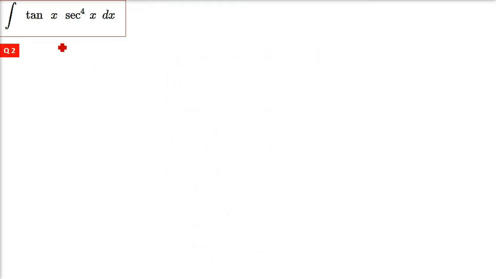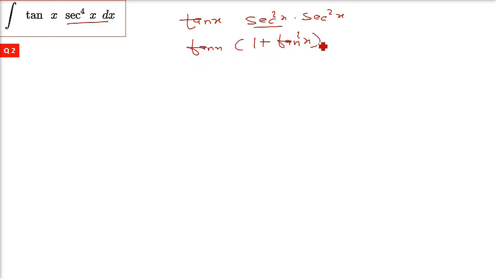Now in this question, if you differentiate tan x, you have already seen it gives sec square x. So this sec raised 4x, and this tan x I am writing like this. Sec raised 4x I am writing as sec square x into sec square x. One sec square x will be converted to 1 plus tan square x. The next sec square x we will keep like this, and this dx remains here.